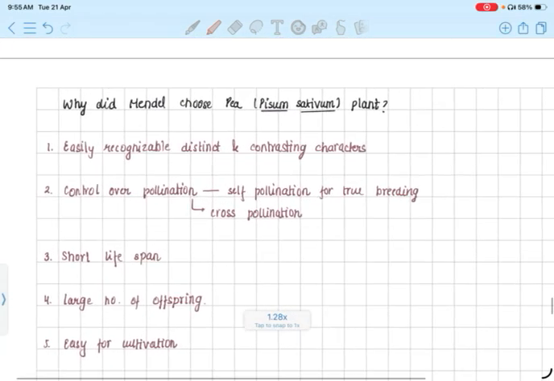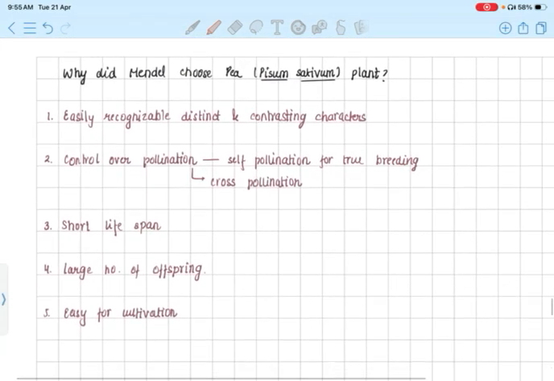There were a few reasons why he chose the pea plant. The first and simplest reason is that the pea plant shows distinct and contrasting characters, like pod shape, pod color, seed shape, seed color, position of the flowers, and color of the flowers, which are easily recognizable for us.